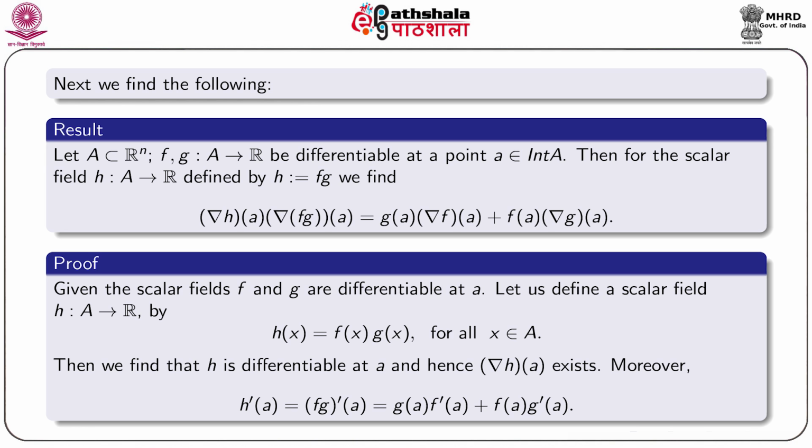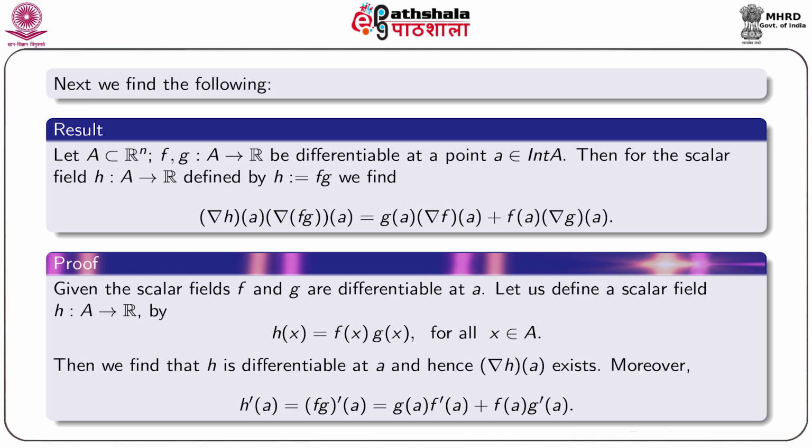Let us look once at the right hand side. Grad F(a) is a member of Rn, and G(a) is a scalar. So, G(a) grad F(a) is a scalar multiple of the vector grad F(a). So, it is a member of Rn. Similarly, the next term also. So, we are adding two vectors of Rn.